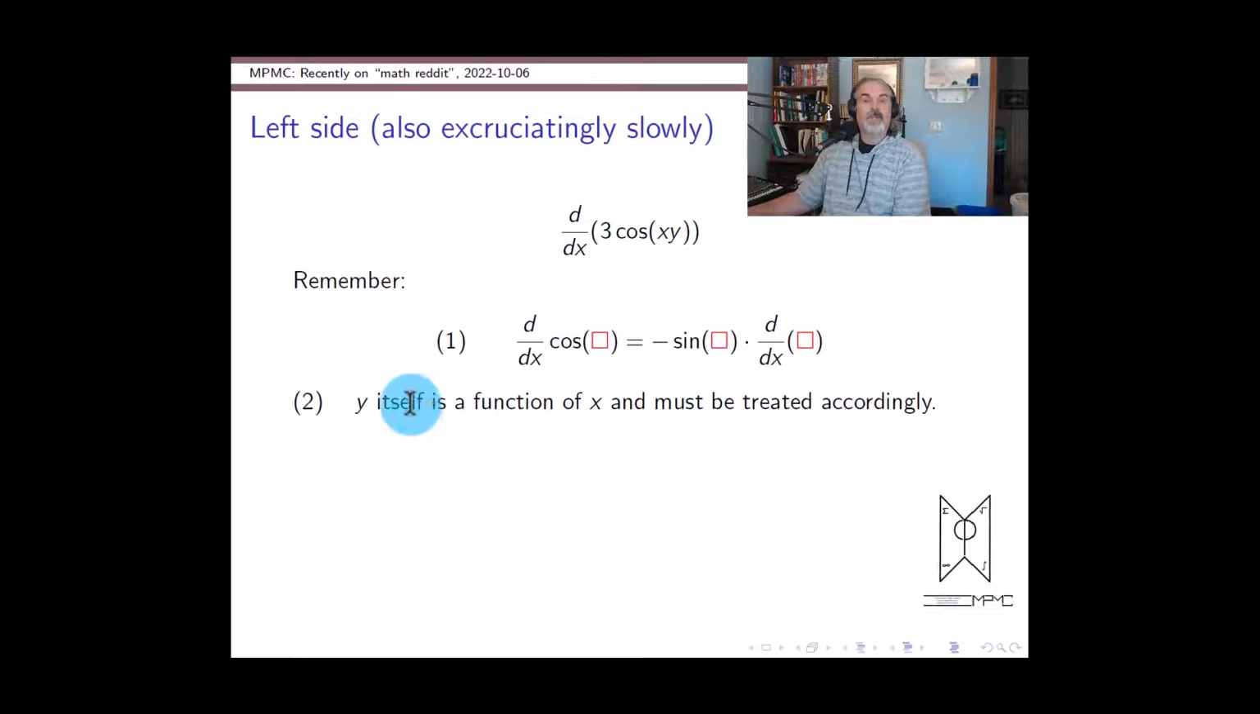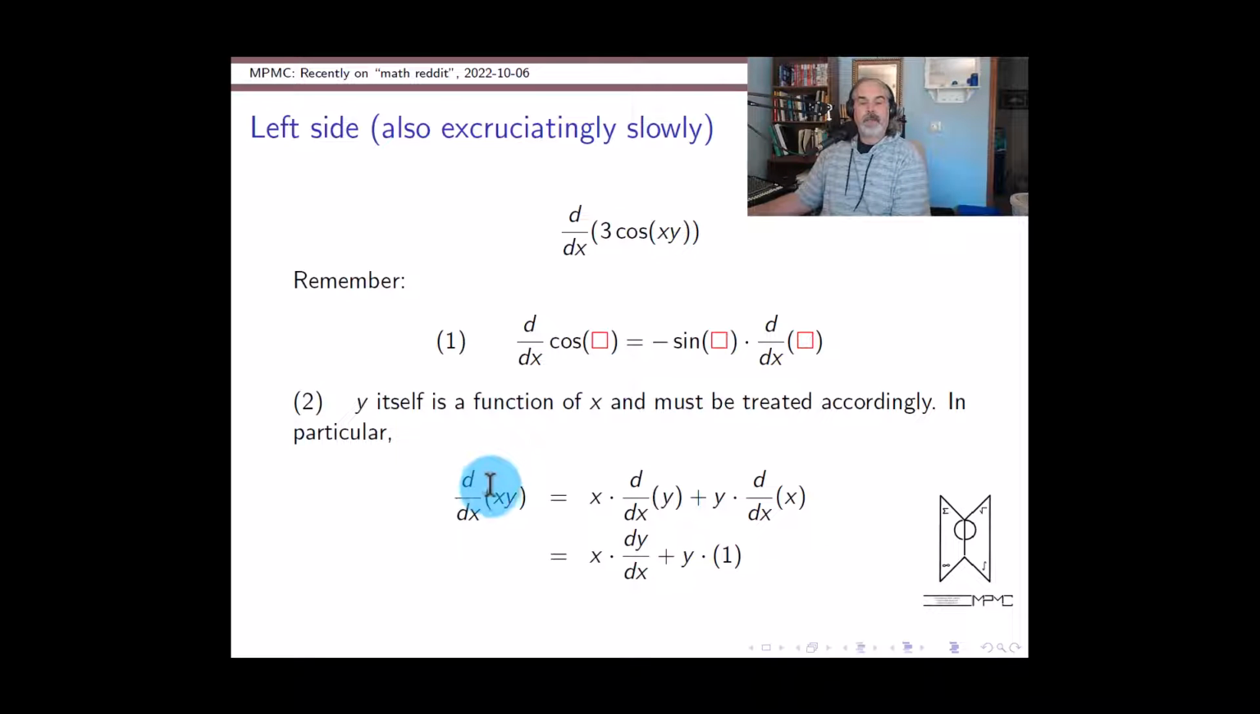Well, the product rule. Okay, so remember that y is a function of x, and you have to treat it accordingly. Here's how that works. The derivative with respect to x of x times y. The product rule says each piece gets its turn under the derivative operation while the other one just sits there twiddling its thumbs. So here the x is standing by while we find the derivative with respect to x of y, and then in the second term, the y is just sitting there minding its own business while we do the derivative of x.